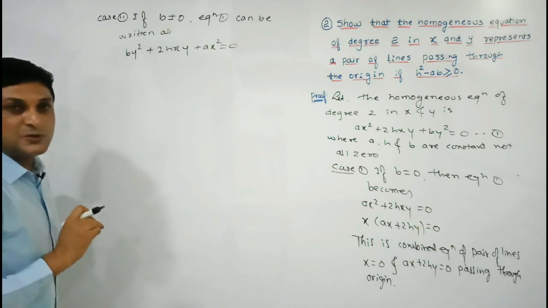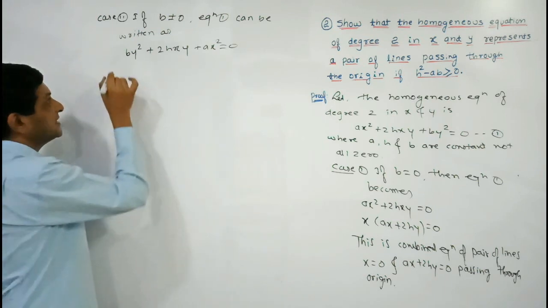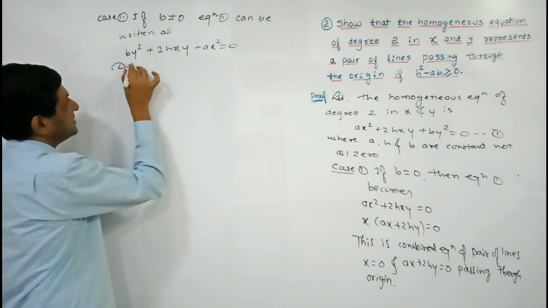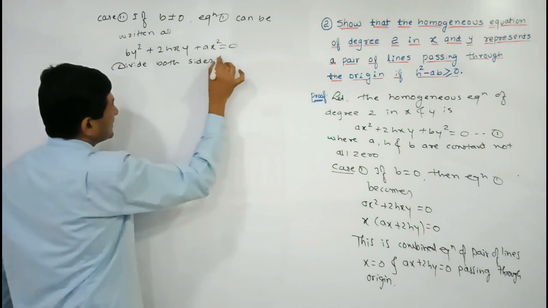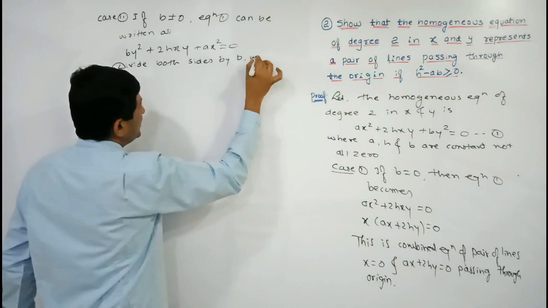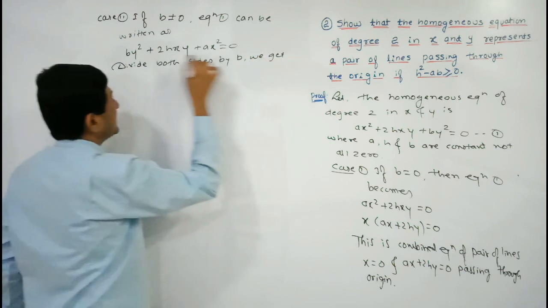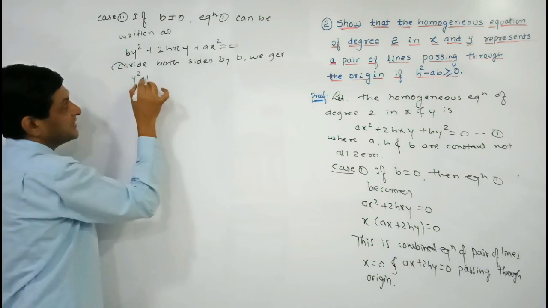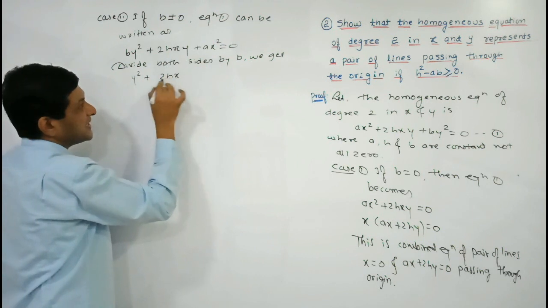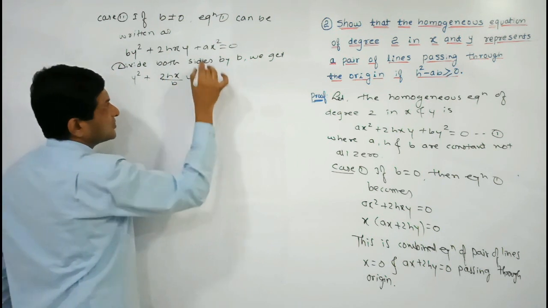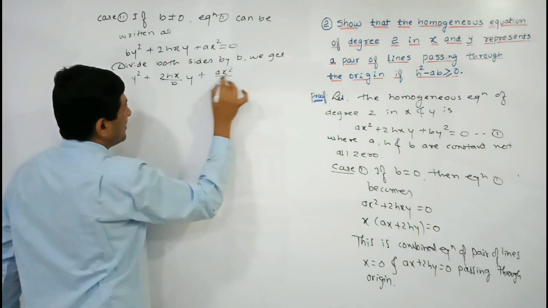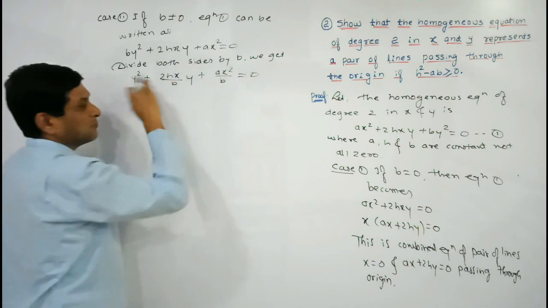Now I am dividing both sides by b. Let us see what we will get. Dividing both sides by b, we get y square, and here 2hx upon b y, plus here we will get ax square upon b. Just simply we are dividing both sides by b.